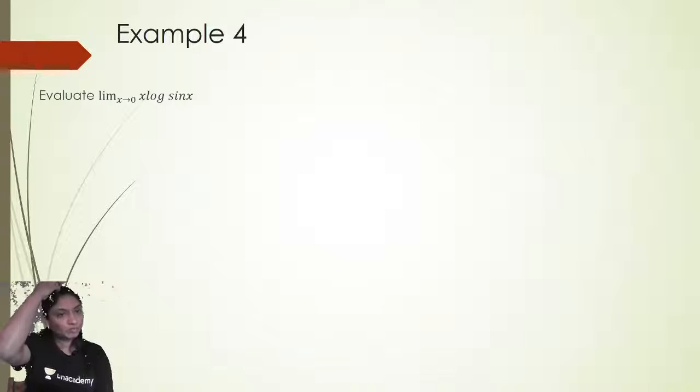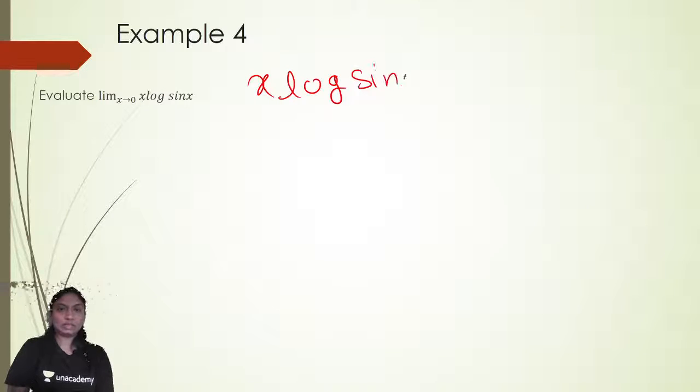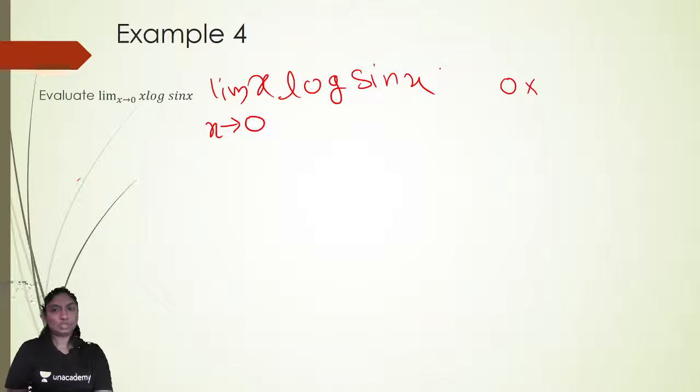Okay. Now next. Now see example number 4. Evaluate the limit as x tends to 0 of x log sin x. So we evaluate the limit as x tends to 0 of x log sin x. Put x tends to 0: 0 into log of sin 0. Log 0 is infinity. So you will get here 0 into infinity form.